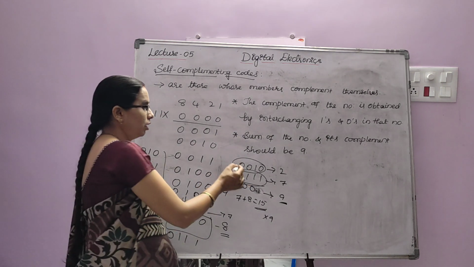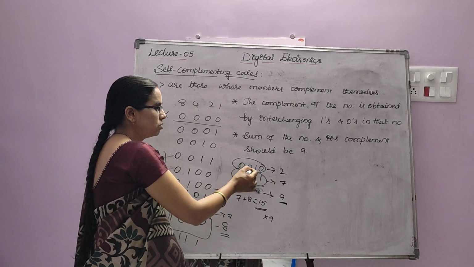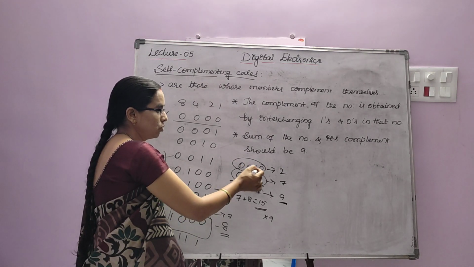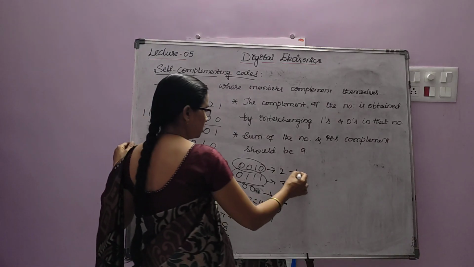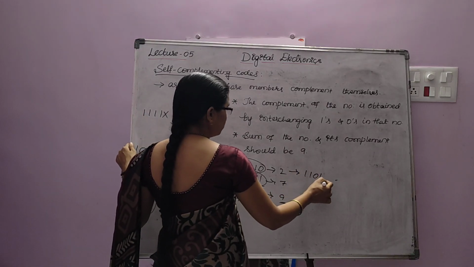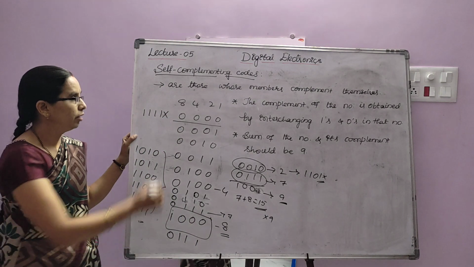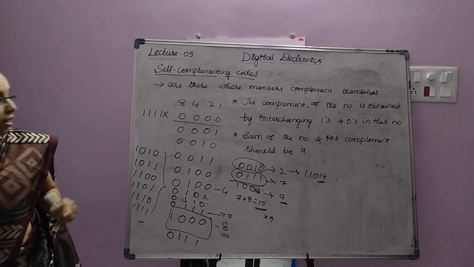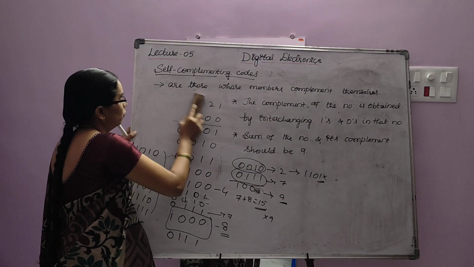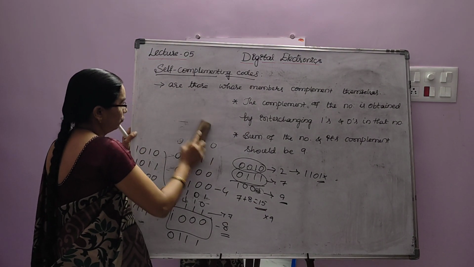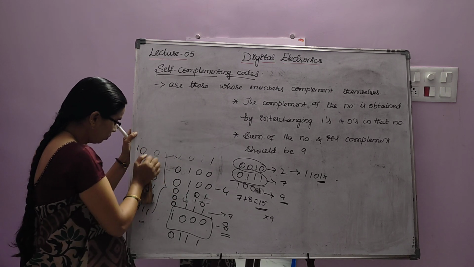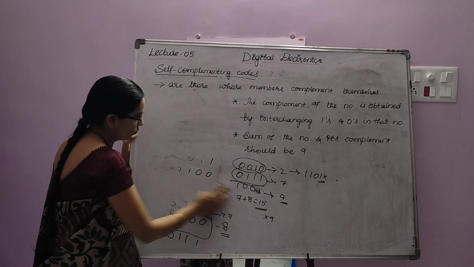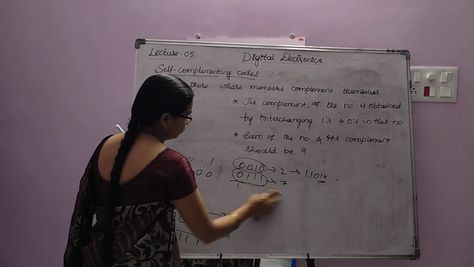If you replace the zeros and ones here, if you interchange the zeros and ones here, you will get some different answer, that is 1101, which is an invalid combination. So 8421 code is not a self-complementing code. Then we have the self-complementing code, that is XS3 code, which we are going to learn now.